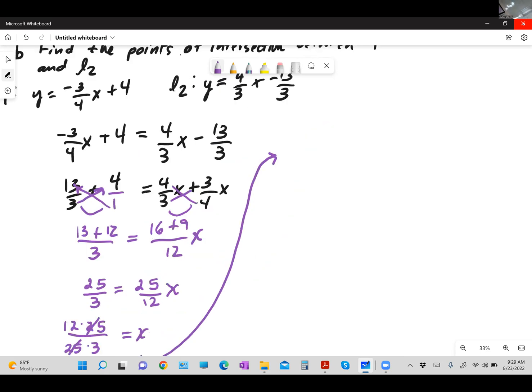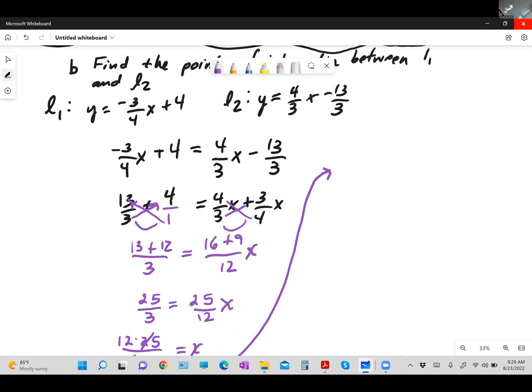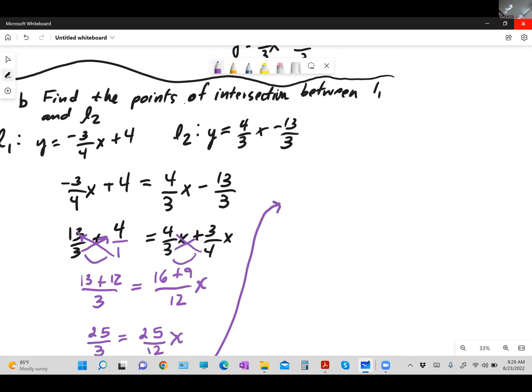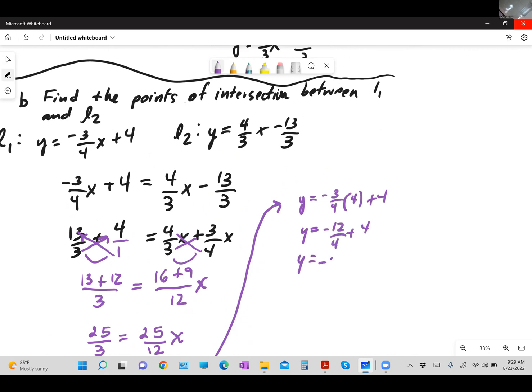So now we can substitute the x. We can substitute the x into any of those original equations. Pick whichever one you like. It doesn't matter because they both should be the same. So if you're scared that you got something wrong, you plug it into each. And they got to give you the same y. So y equals negative 3/4 times 4 plus 4. So y equals negative 12 divided by 4 plus 4. So y equals negative 3 plus 4. So it equals to 1. So 4, 1 is your point of intersection.